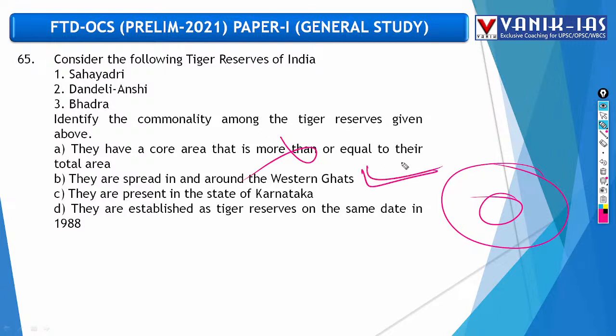They are spread around the Western Ghats. Yes, they all are. Sahyadri, Bhadra, Dandeli, Anshi are spread in the Western Ghats. Are they present in the state of Karnataka? No, Sahyadri is not in Karnataka. Were they established as tiger reserves on the same date? No, that is impossible. So only B is the answer.